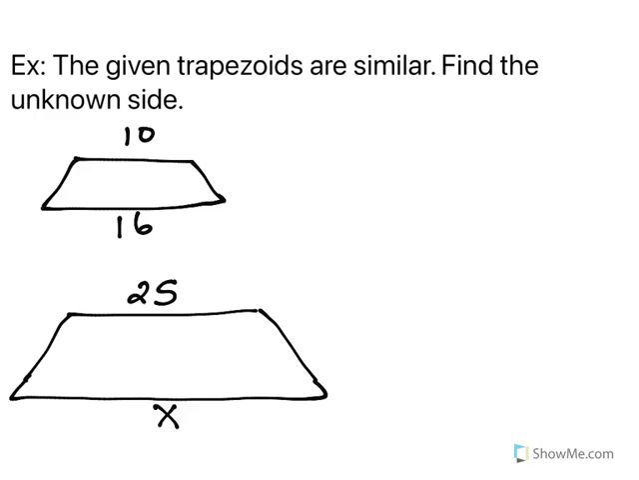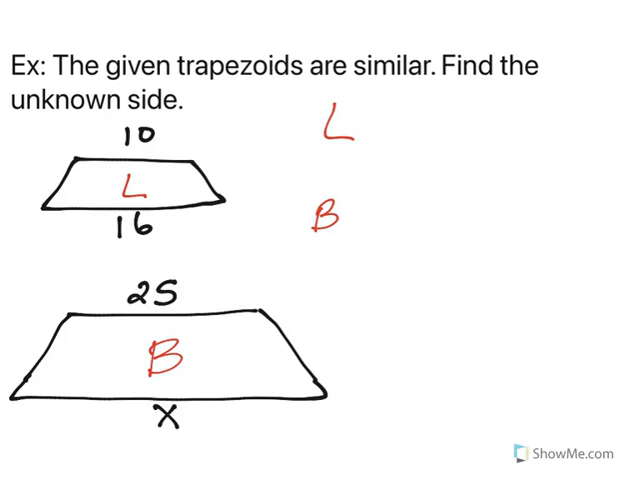Find the unknown side. All right, so when we're given the trapezoids here, I'm going to call this the little trapezoid with a short base of 10 and a long base of 16. And then the big trapezoid has a short base of 25 and a long base of x, which is what we're trying to find. So when I set these up, I'm going to set up little trapezoid on the top and big trapezoid on the bottom.